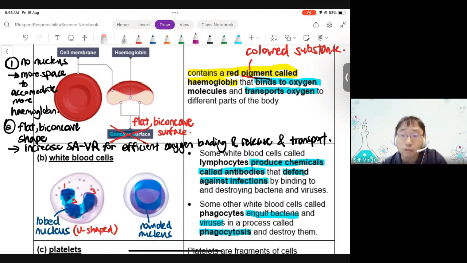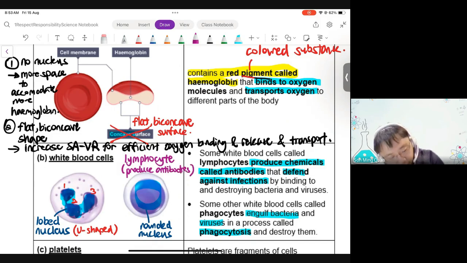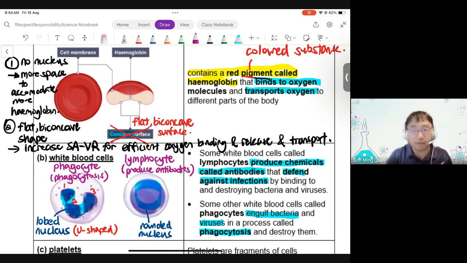So there are two types of mechanisms through which white blood cells work. And from the shape of the nucleus, you can tell which is which. The one that produces antibodies is the one with the round nucleus. This is called a lymphocyte. Lymphocytes produce antibodies. And then we have the lobed nucleus. The lobed nucleus is called a phagocyte. And I'm sure you can predict that phagocytes carry out phagocytosis, where they engulf the bacteria and viruses and swallow them up, literally.